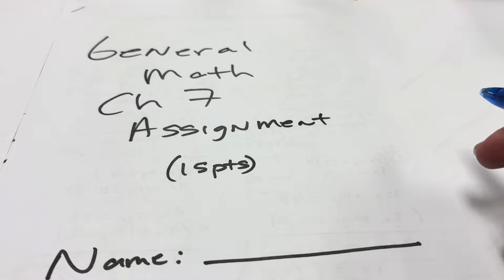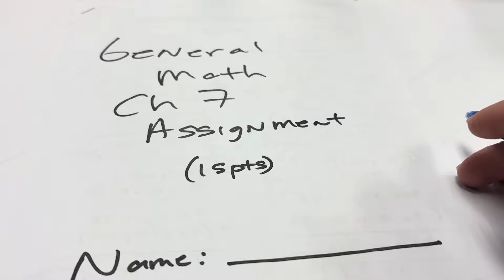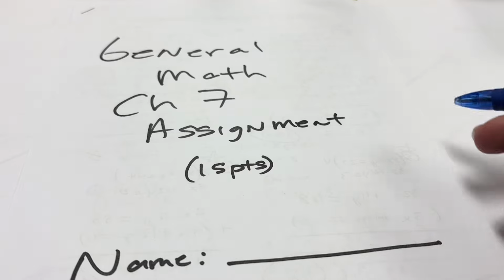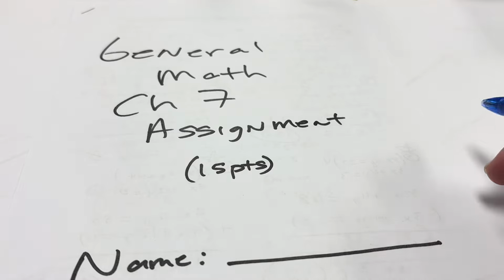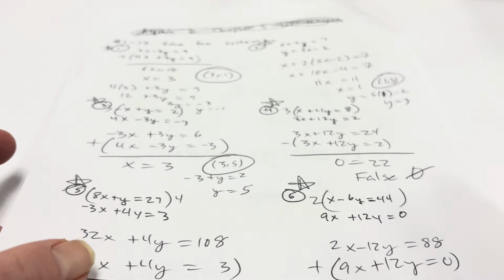All right, General Math, welcome to your General Math Chapter 7 assignment video. You have this in your possession. This is 15 points. This is due at the end of the hour if you are in school on Friday the 23rd, or it is due on Monday if you have e-learning. All right, so let's take a look here.